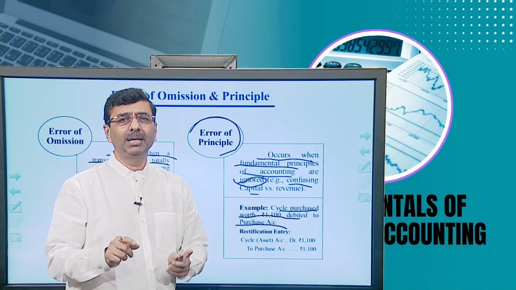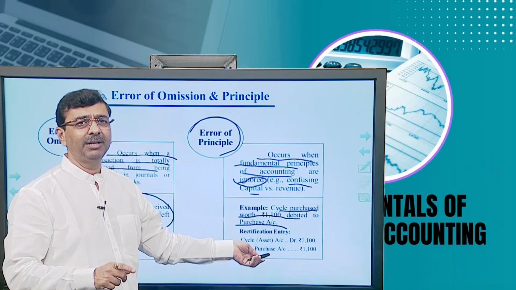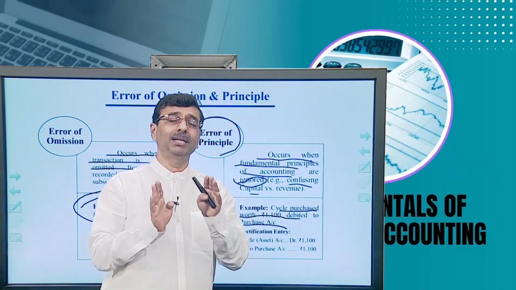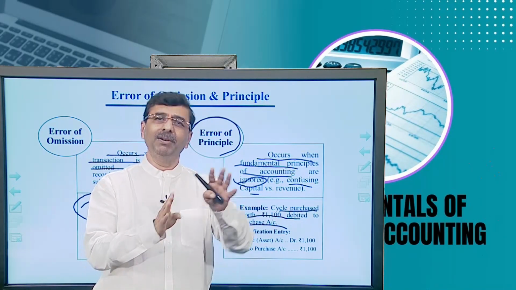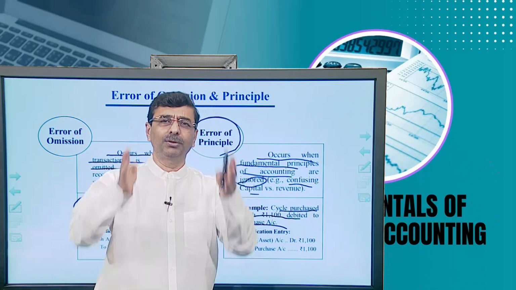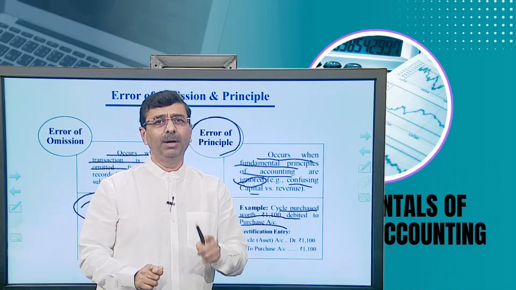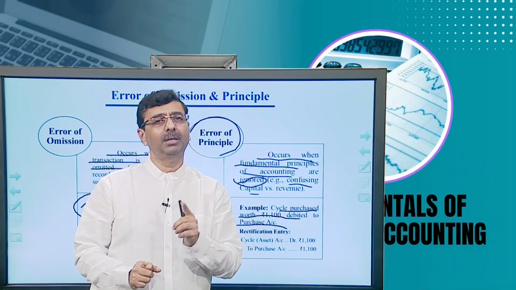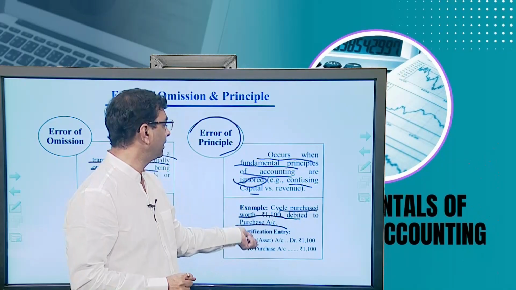Ultimately this transaction is identified after the trial balance, because it is already recorded in the books of account. Somewhere it is there, right? It was given debit and credit both, so the trial balance was already done. Now the trial balance is done and we are preparing the final accounts. At the time of final accounts, we identified this mistake.